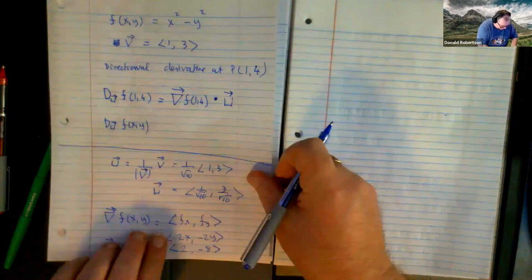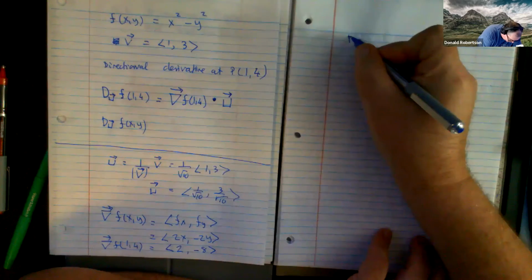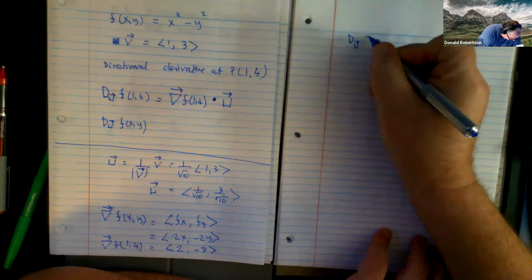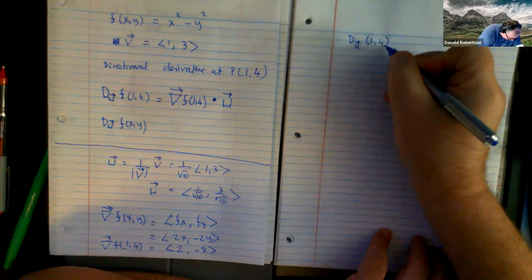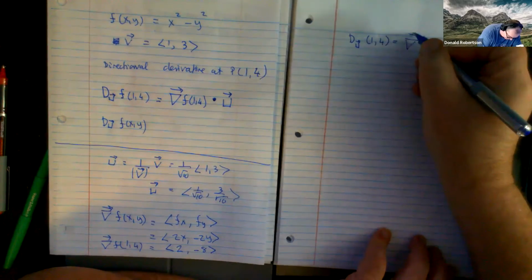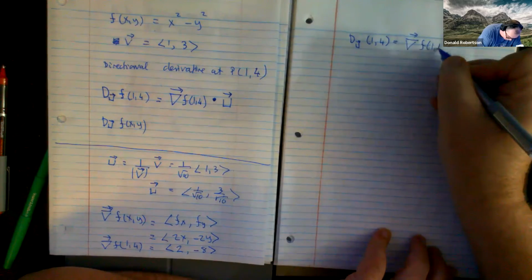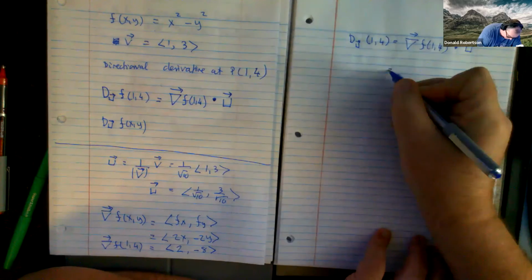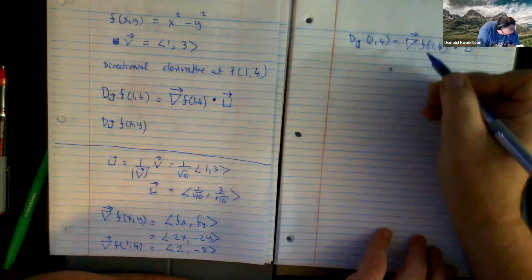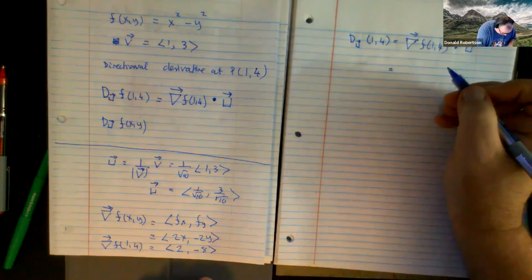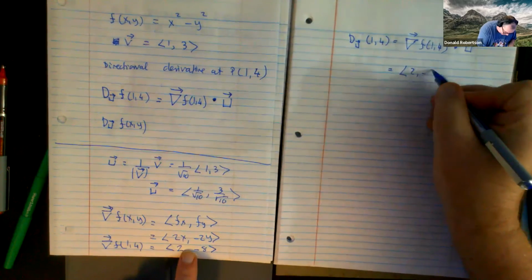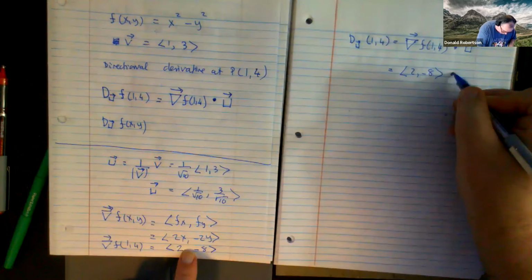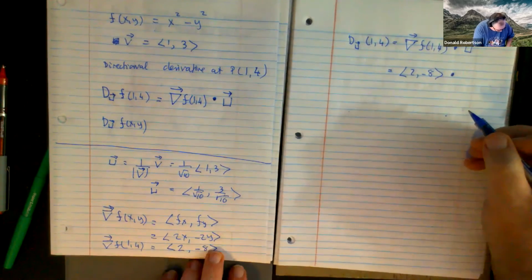And you put the whole package together, then the directional derivative at the point 1, comma 4 is the gradient vector at 1, comma 4 dot product with the unit vector. And I've got the numbers here. I have a 2, comma negative 8 dot product with this guy.